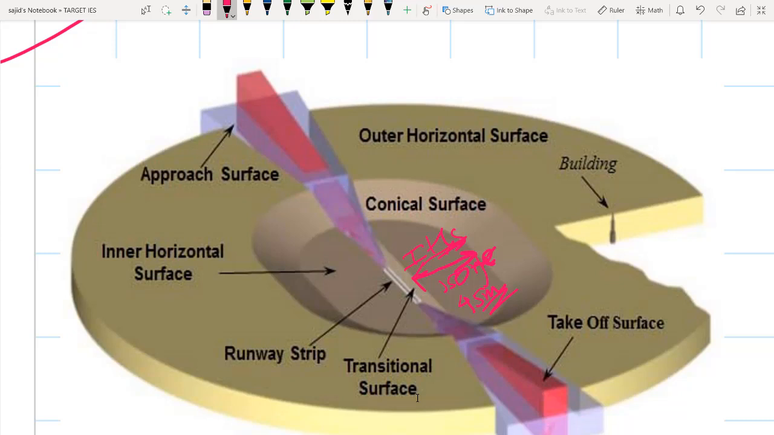So in this imaginary area, after this primary surface, you can just draw an arc and you will be getting your inner horizontal surface. In this area there should not be any structure more than 45 meters in height. Okay, so no structure in that area should have a height of more than 45 meters.